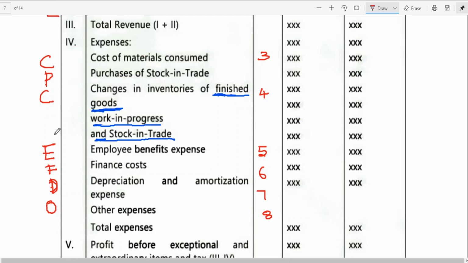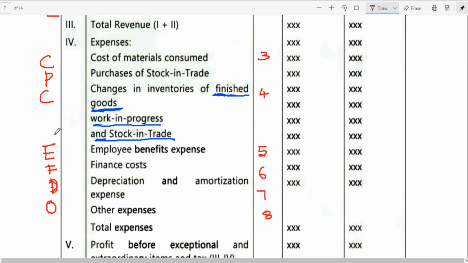Then changes in inventories of finished goods, work in progress, and stock in trade. Inventory has four types: raw material, work in progress, finished goods, stock in trade.